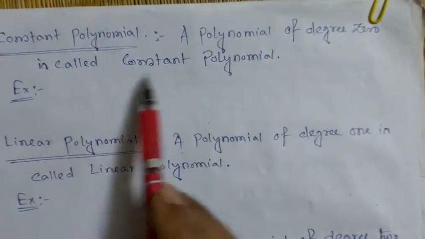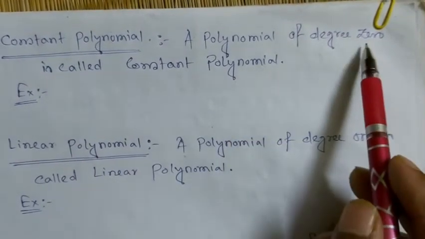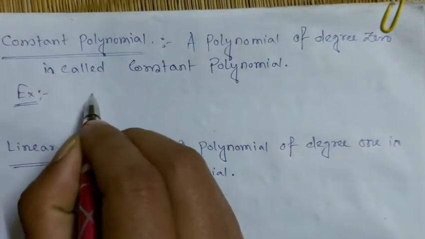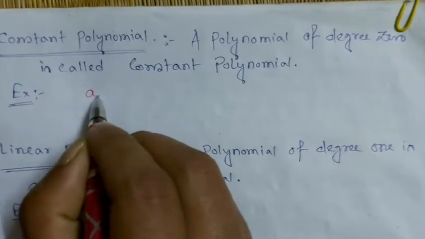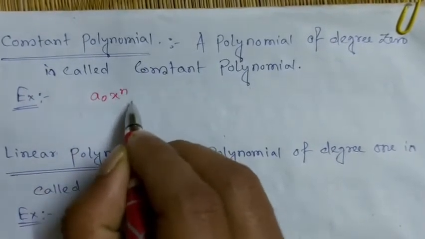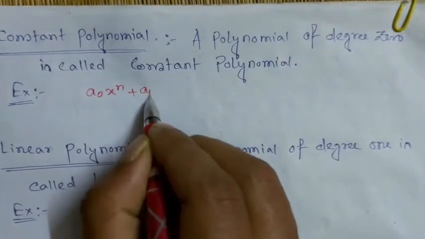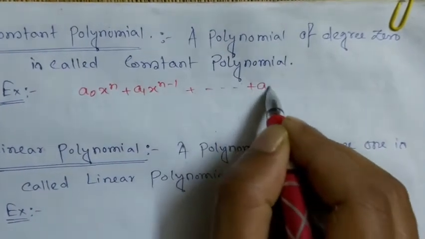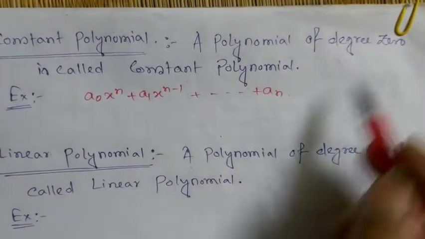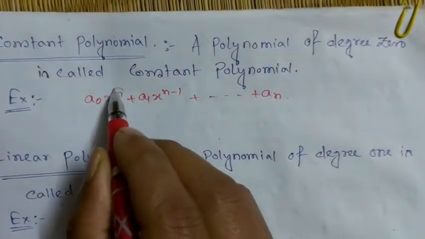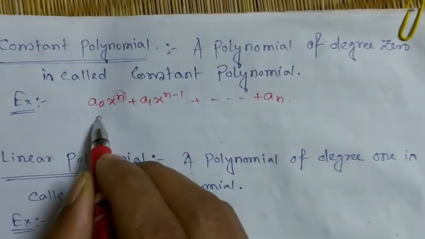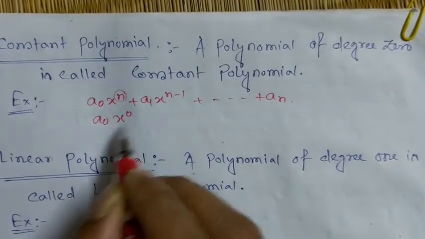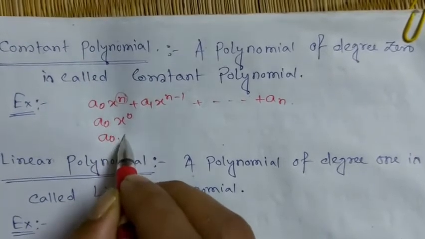A degree 0 polynomial is called a constant polynomial. Degree 0 means the highest power is 0. Suppose the general polynomial is a0 x to the power n plus a1 x to the power n minus 1. When the highest degree is 0, the value of n is 0. That means a0 x to the power 0, and x to the power 0 is 1, so this is a0 into 1.